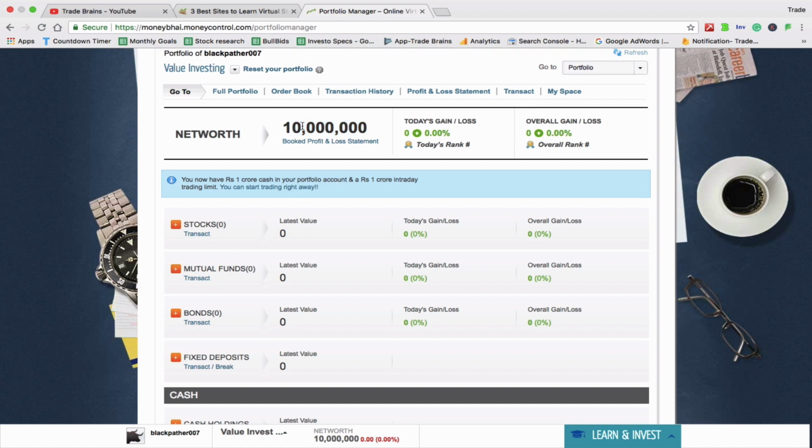So let's say we bought a stock and its price rose today compared to what it was yesterday. It will show today's gain here, and let's say after 1 month the price changed to something different, so the aggregate difference over the 1 month will show in the overall gain. And this is how it works.